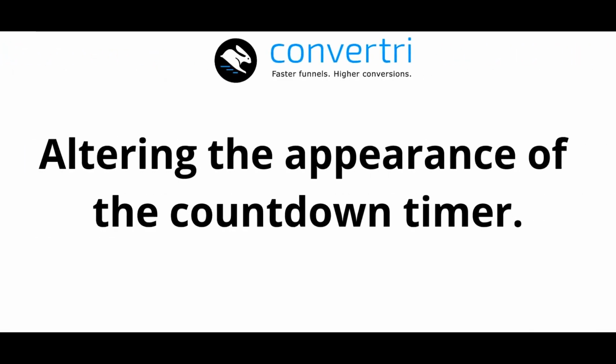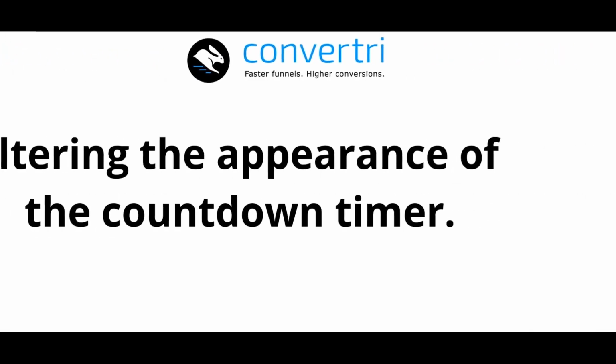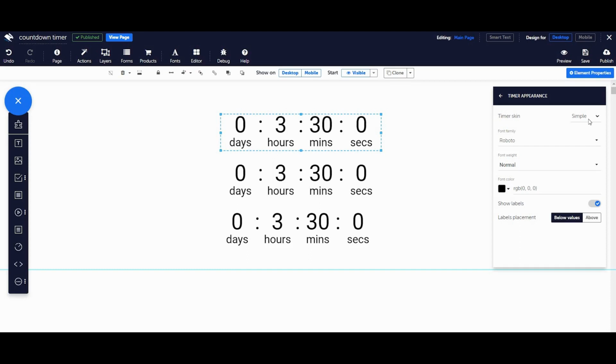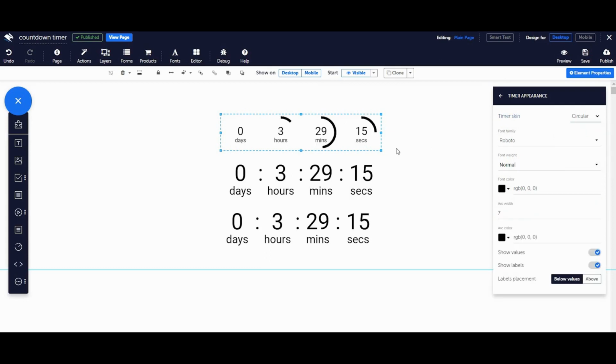You can also alter the appearance of your countdown timer. Select your countdown timer, and on the Properties panel, click on Countdown Timer Appearance. Select your skin. Simple shows numbers and labels only. Circular shows numbers, labels, and a disappearing arc around the units of time.